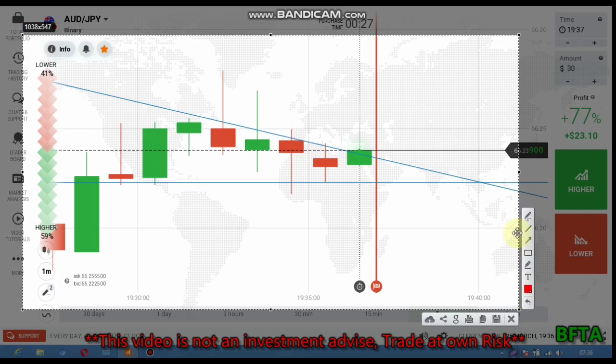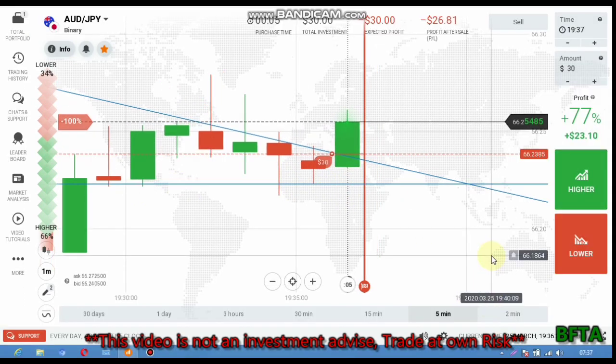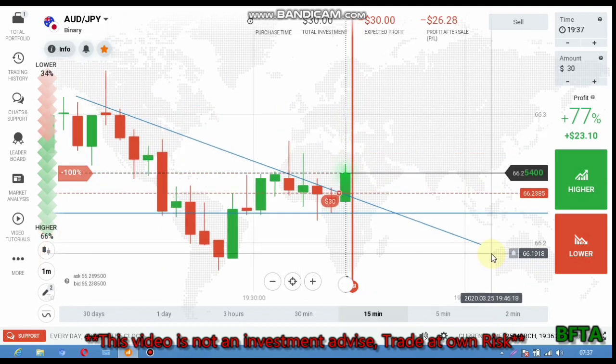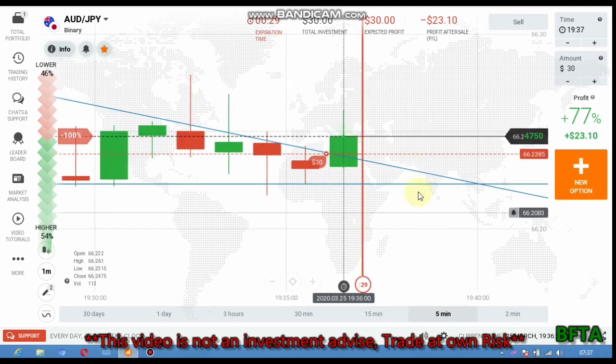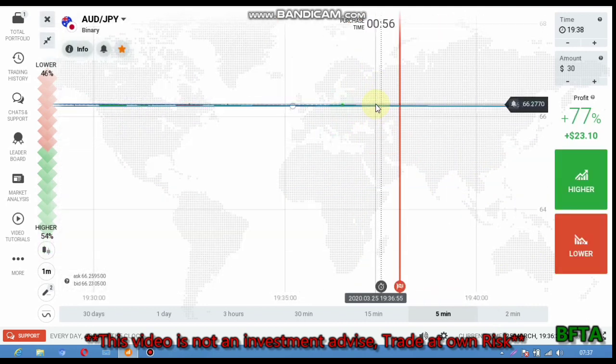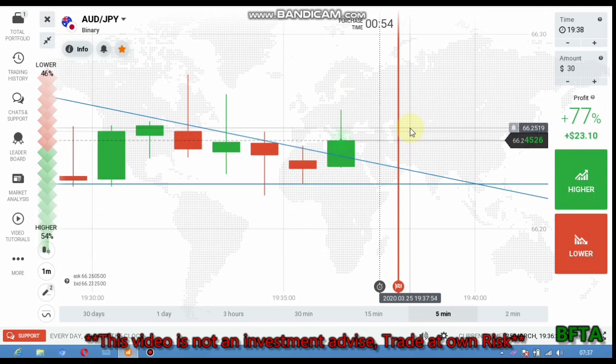I place put option here because this is seller's area, this is resistance level. I can see rejection from sellers. The next buyer's entry point is here. You can see there's a gap to this level, so the sellers will still form a bearish candle here. That's why I place put option. It should close as a bearish candle because I'm expecting a bearish candle.